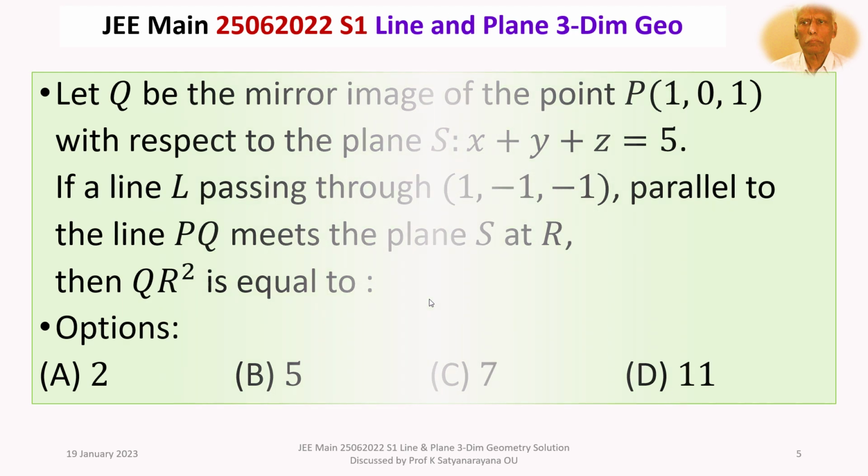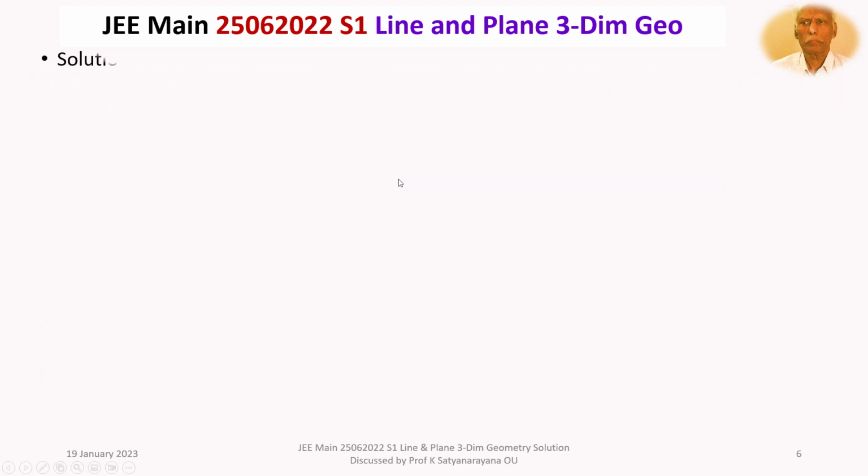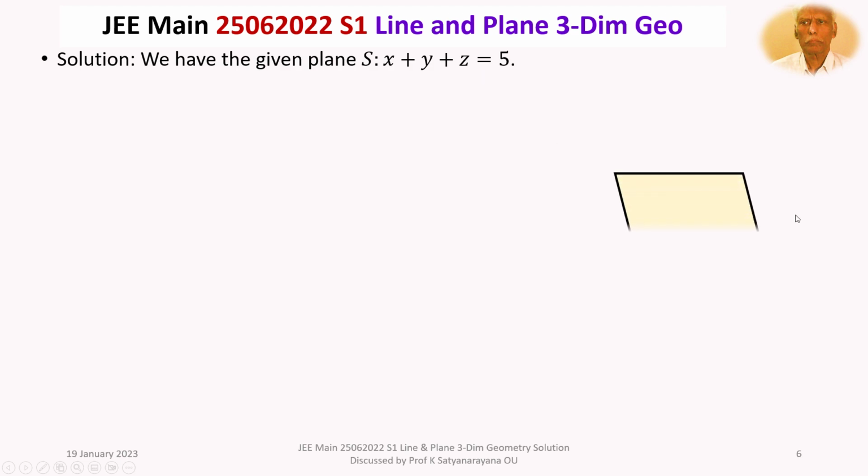We now discuss the solution of the problem in detail. We have the given plane S whose equation is x plus y plus z is equal to 5. Let's look at the figure. That is your plane, denoted by S, whose equation is x plus y plus z is equal to 5.